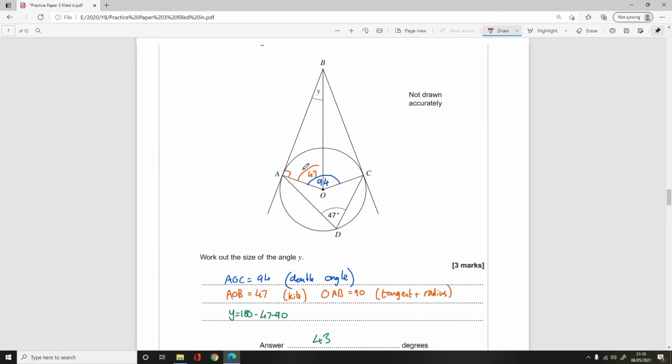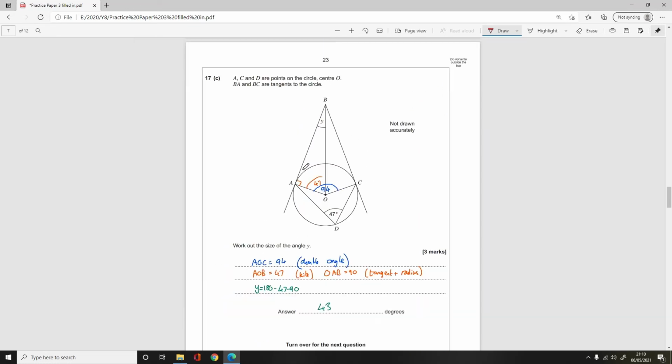For 17c, again, it doesn't want the reasons, but I'm giving them because it will help to explain. So if you worked out that this angle here was 94, because double angle at the centre compared to the circumference, that would be 1 mark. If you then worked out that this was a right angle here, because radiuses and tangents meet at 90 degrees, that would be 2 marks.